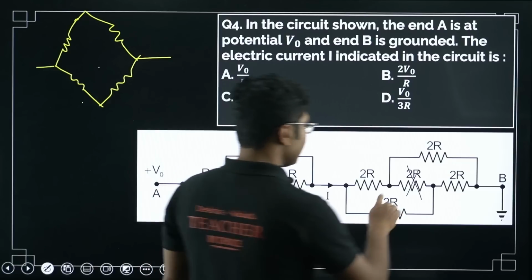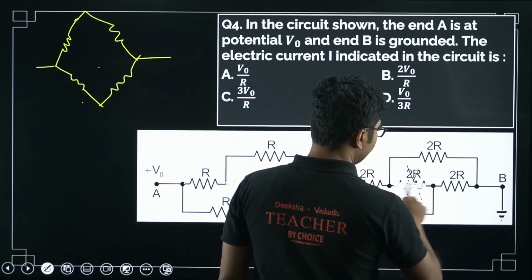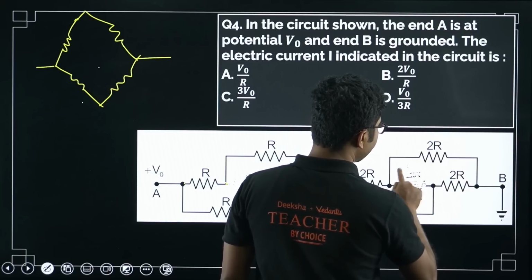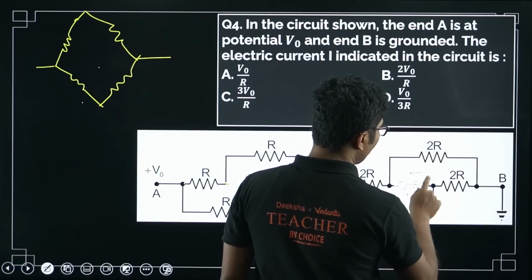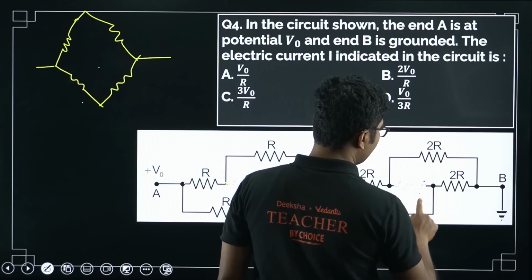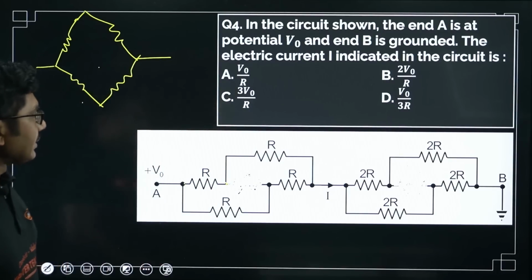Similarly, you can do this for here as well. So these resistances are basically given as false, because it's a Wheatstone bridge. That means these resistances play no part in the actual equivalent resistance calculation or even current calculation. So first we will calculate the equivalent resistance of this combination.